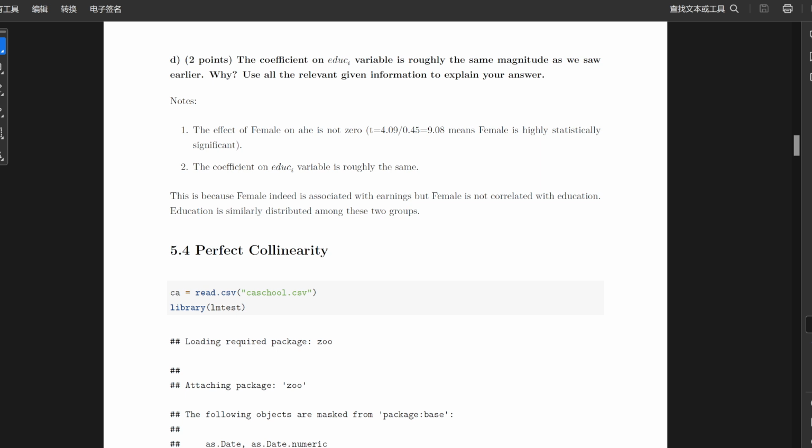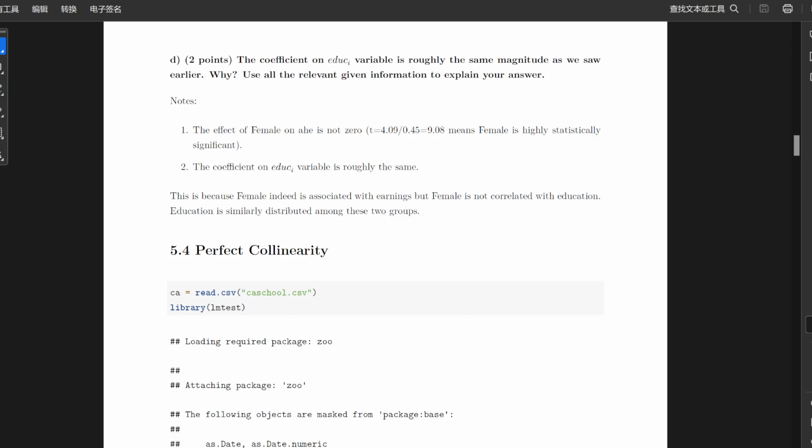You should have an understanding of omitted variable bias to do this. So here we know 2 facts. One, the effect of female on average hourly earnings is not 0. And two, the coefficient is very statistically significant, right? And also the coefficient on the education variable is roughly the same. So this is because female is associated with earnings, but female is not correlated with education.